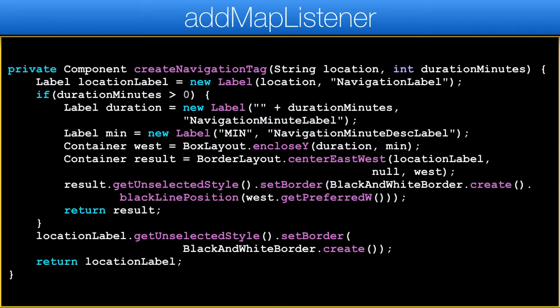The tag code itself is trivial. It's just a label or a container with some details. Nothing special, except for one important detail: the black and white border. In order to implement the unique shape of the tag, I created a new border class. Notice I used the preferred width of the west component to determine the black section. This is done in the black line position method.